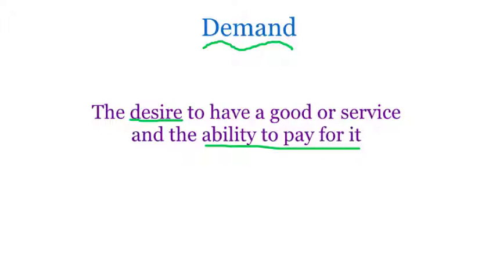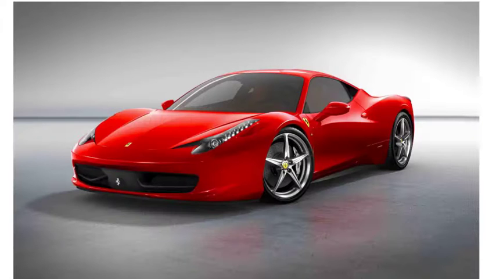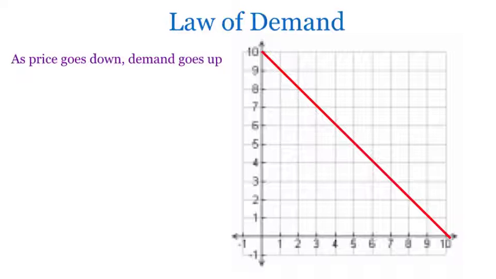And that's probably the more important part of the definition because everybody can have a demand for this brand new Ferrari, but not everybody can afford it. The law of demand is really very simple, and I'm sure I've mentioned it before, but if you didn't get it, here it is again. As price goes down, demand goes up. As things get cheaper, more people want to buy them. And I'll show you right now why this is true.